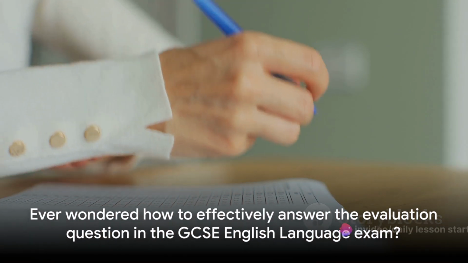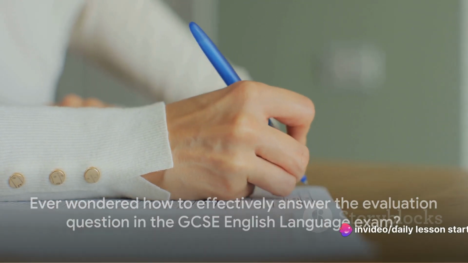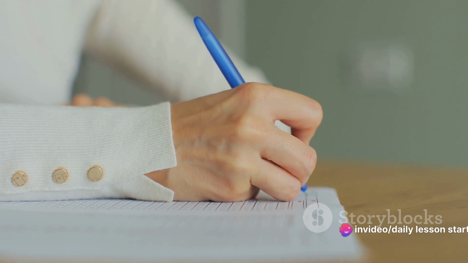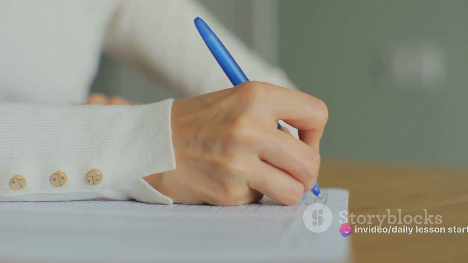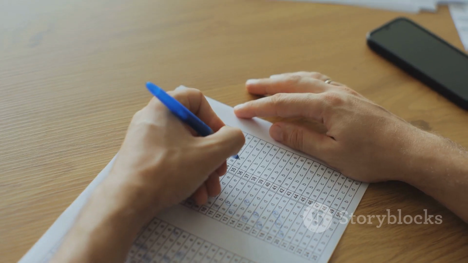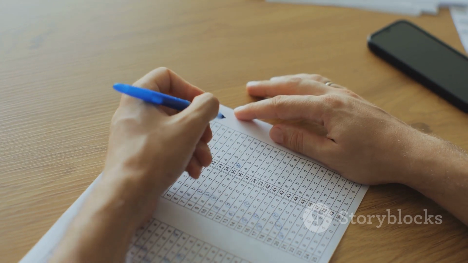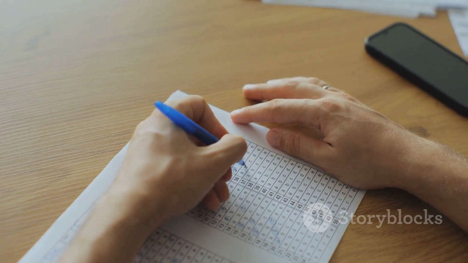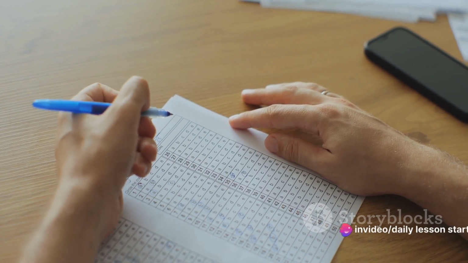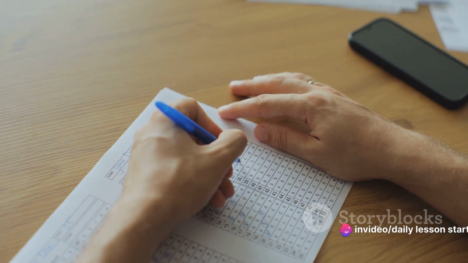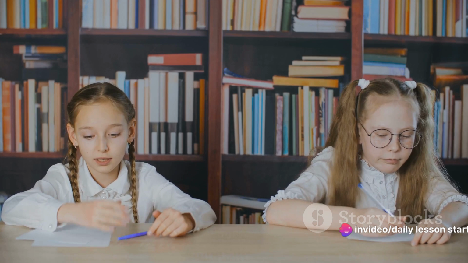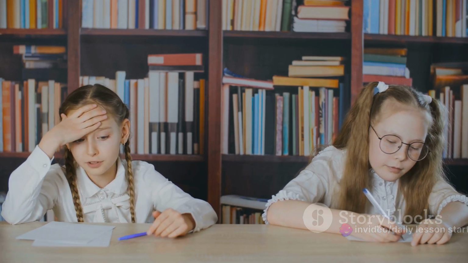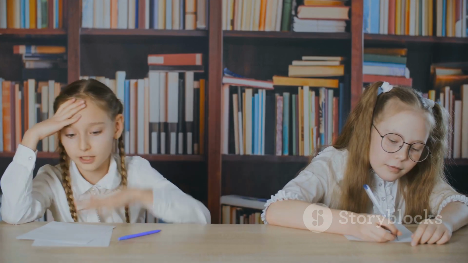Ever wondered how to effectively answer the evaluation question in the GCSE English language exam? The evaluation question, often overlooked, is a cornerstone of the English language, a 0-4. Specifically, it's found in Component 1, Question 5, and Component 2, Question 4. Understanding and mastering this question can make a significant difference in your overall performance.